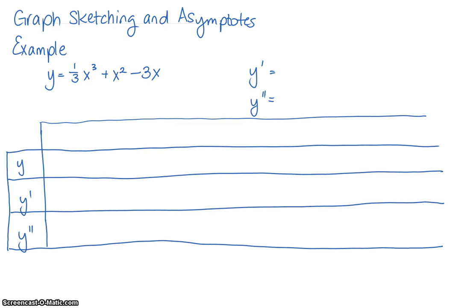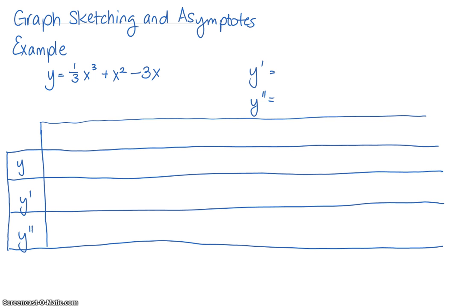Okay, so we now know how to do the first derivative and second derivative rules, and that will help us give a general sketch for the graph. We're going to look at this one example to see how we can put that all together to make one sketch, and then we're going to look at an example that involves asymptotes.